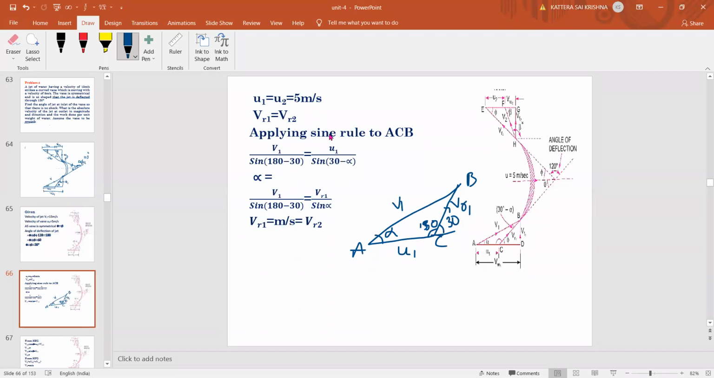Right? So now you can see, by applying the sine rule for this triangle ACB, we have V1 by the opposite angle, sine of 180 minus 30. Already I wrote it here like that, right? So 180 is the total minus 30. If you do that, you get this 150. So V1 equals sine of 180 minus 30, which should be equated to the next line, that is U1 divided by sine of this angle. So this angle, if you see how you got it: if you draw a horizontal line here, it is 30. So this full angle becomes 30 again.